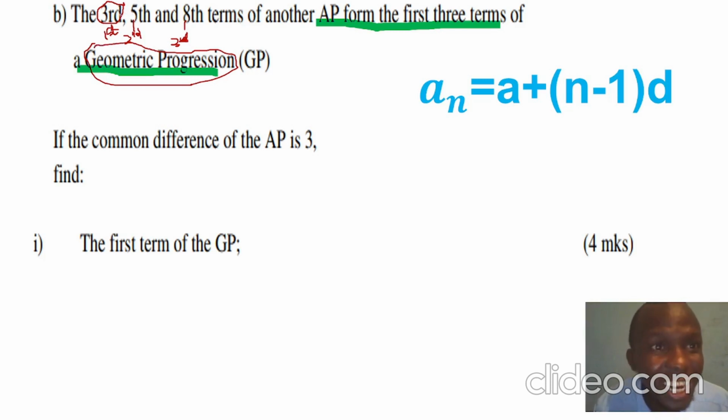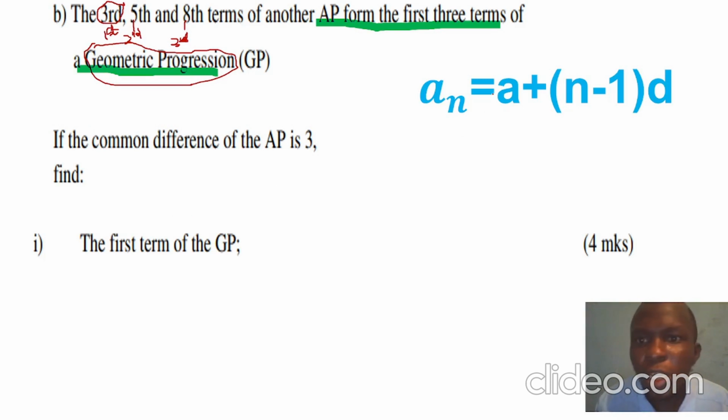So the third term of the arithmetic progression is the first term of the GP. The fifth term of the AP is the second term of the GP. The eighth term of the AP is the third term of the GP. So they have to follow that particular order. So if the common difference of the AP is 3, find the first term of the GP.